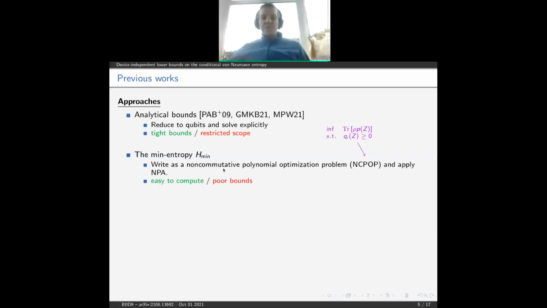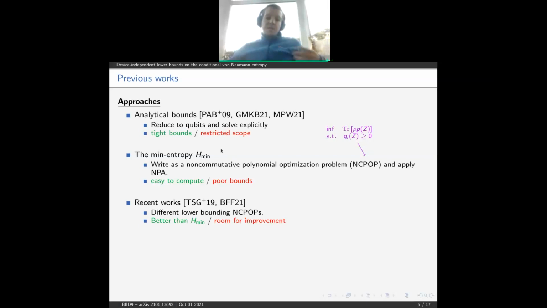The unfortunate thing about the Min entropy is that it can be a lot smaller than the von Neumann entropy. So this tends to lead to quite poor bounds on the rates of your protocols. So more recently, there have been some works that have tried to extend the Min entropy approach and derive better non-commutative polynomial optimization problems that are lower bounds on the von Neumann entropy.